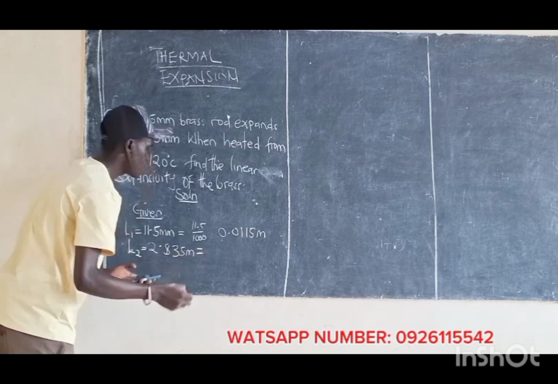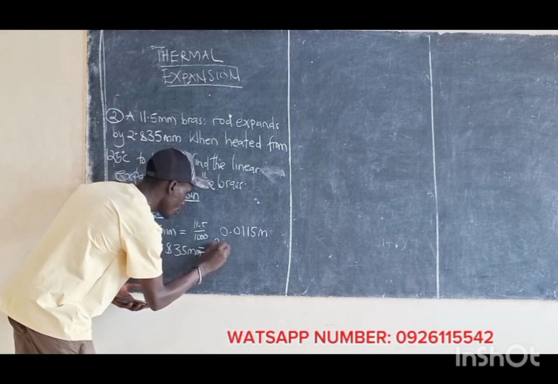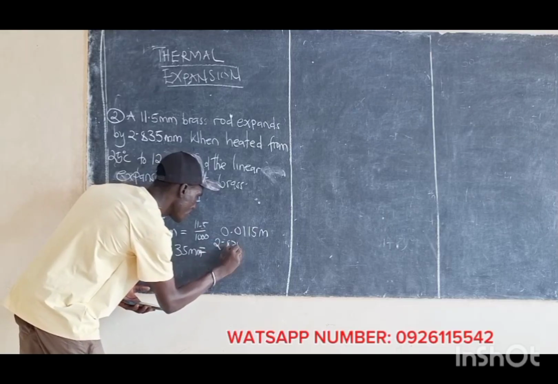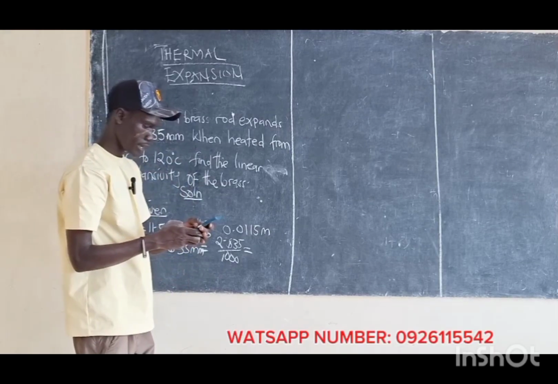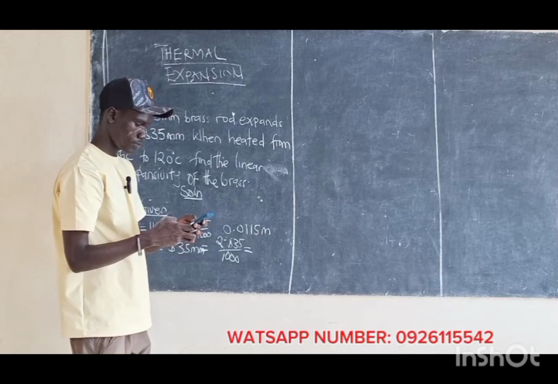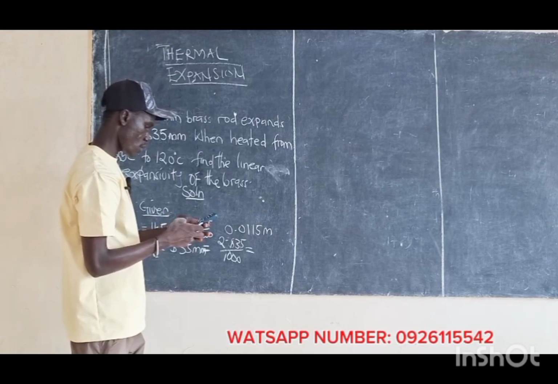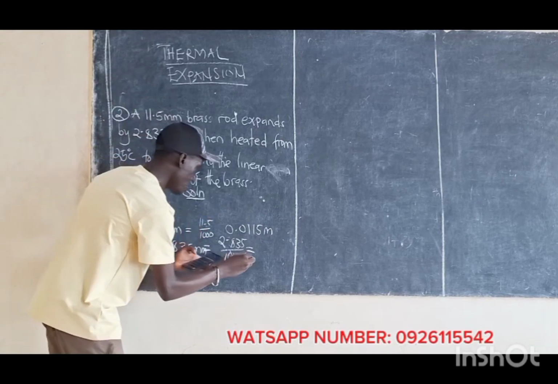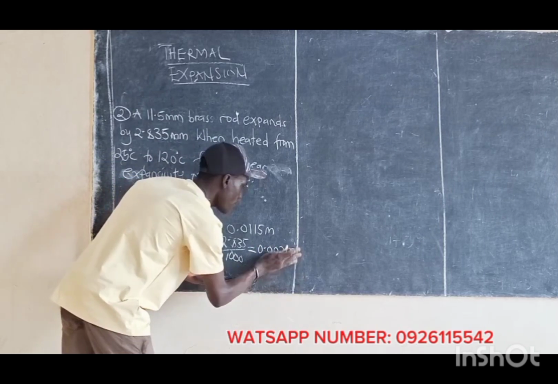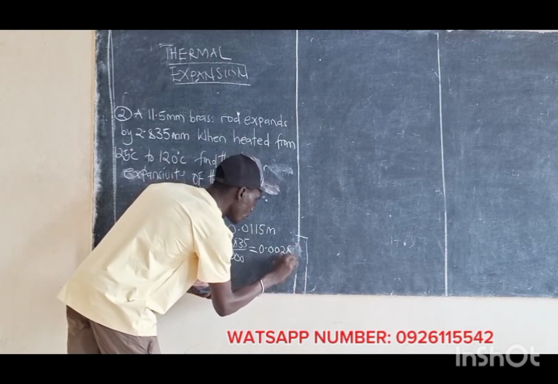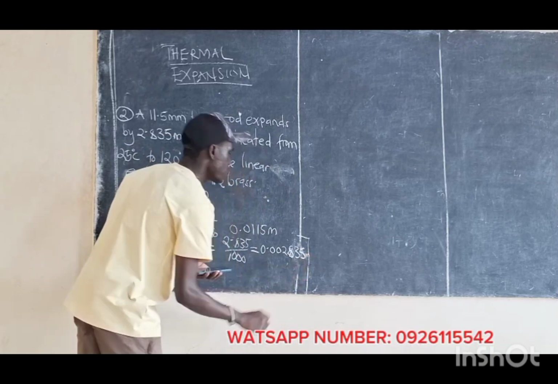Our L2 is equal to 2.835 millimeters. You do the same thing, you divide it by 1000 to get it in meters. 2.835 divided by 1000, you will get 0.002835, that is in meters.